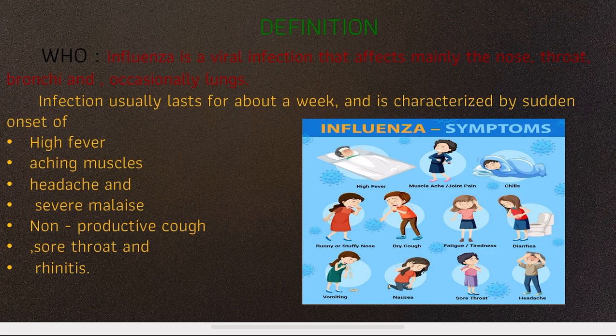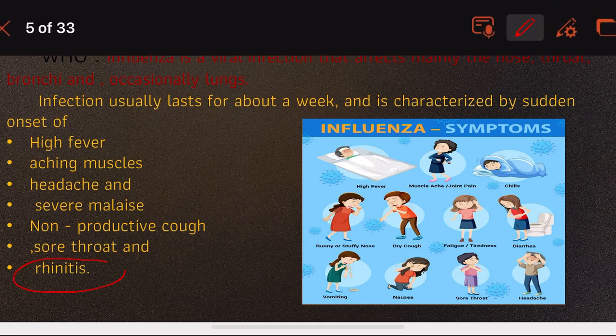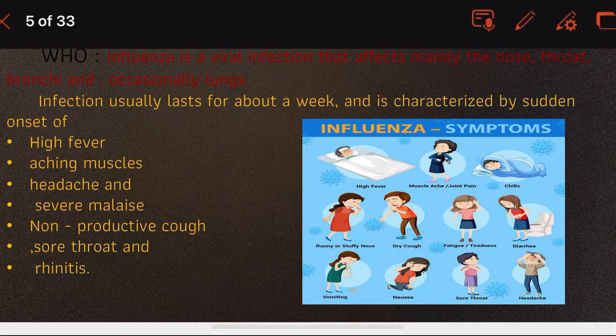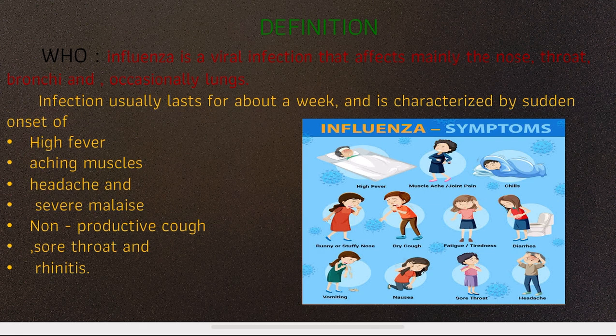The infection usually lasts for about a week and it is characterized by, now we can list it: high fever, muscle ache, headache, malaise, non-productive cough, sore throat, and rhinitis. A new point we have come across is rhinitis. So we have cold, cough, sore throat, malaise, myalgia, headache, and high fever. Clear, so we are very clear with the clinical features also.